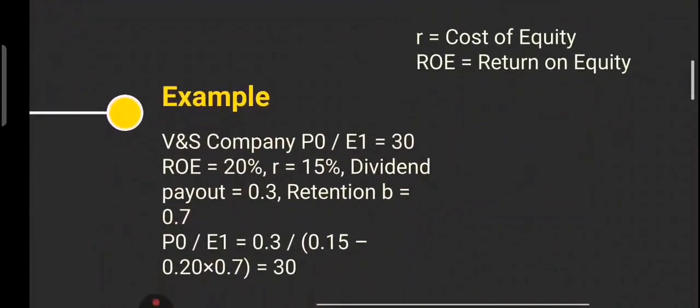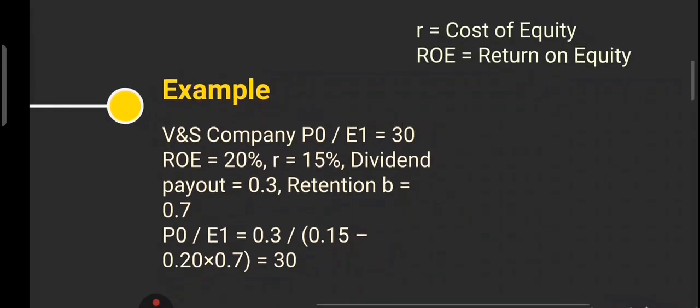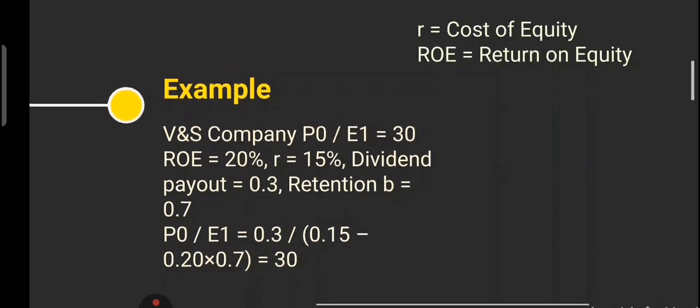One example is given: let's say VNS company has a P/E of 30, or P0 by E1 of 30, right? ROE is 20%, cost of equity or small r is 15%. The dividend payout they have given is 0.3. So obviously retention ratio, small b, will be 0.7, right?